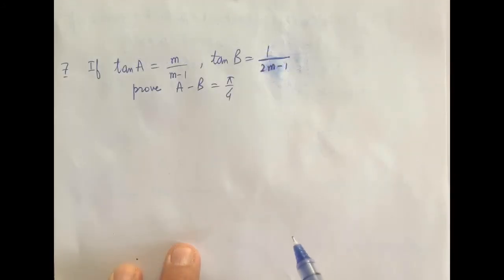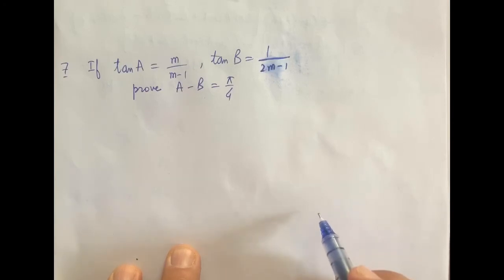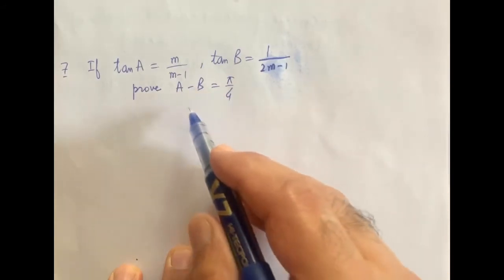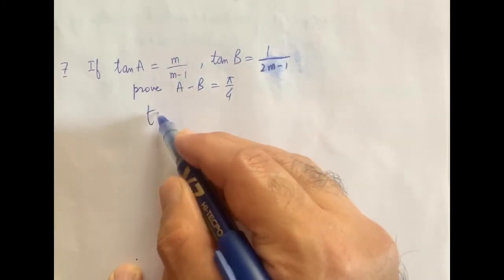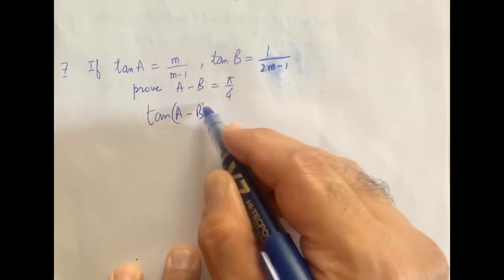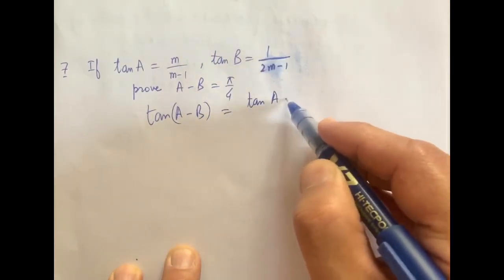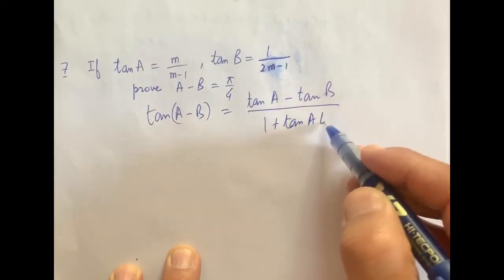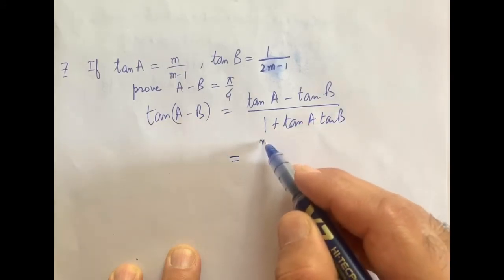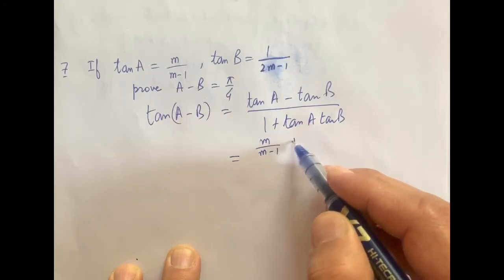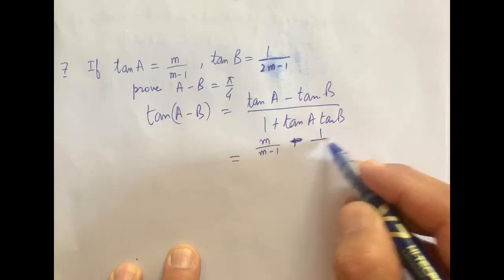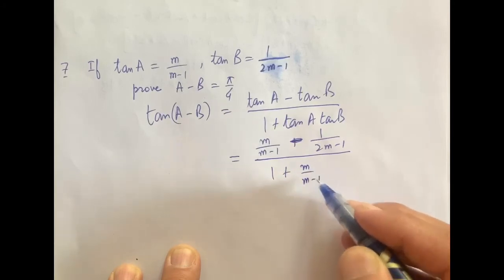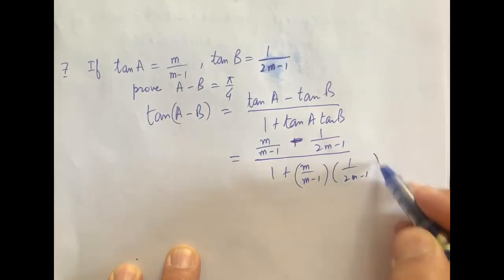Given that tan A is m upon m minus 1 and tan B is 1 upon 2m minus 1, we have to prove A minus B is equal to pi by 4. We will prove tan of A minus B is equal to 1. So let's find tan of A minus B. This is equal to tan A minus tan B upon 1 plus tan A into tan B. Substituting values, this is m upon m minus 1 minus 1 upon 2m minus 1, over 1 plus m upon m minus 1 into 1 upon 2m minus 1.